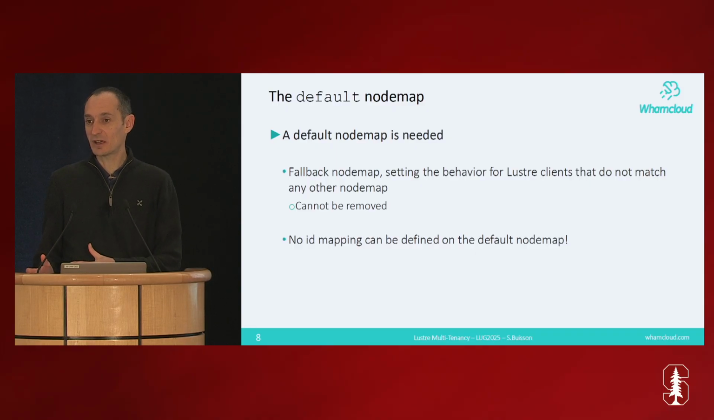So the way I like to present this default node map is as a fail-safe. And I think it's a good idea to make it very restrictive, so that if you have unknown clients that connect to your Lustre servers, basically they would end up in this restrictive default node map, and so they would not have any privileged access on the cluster.